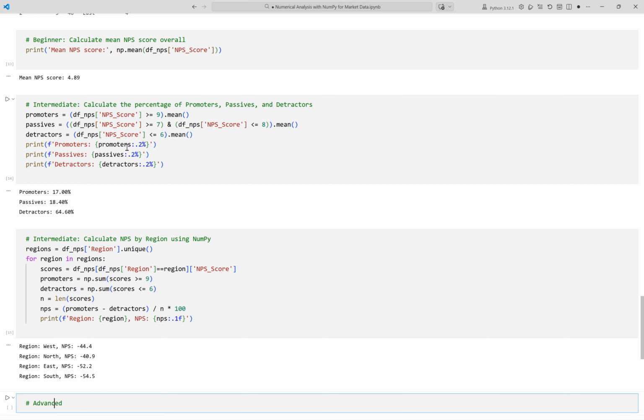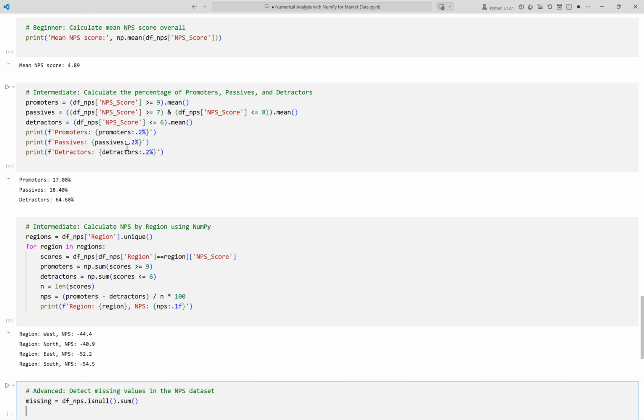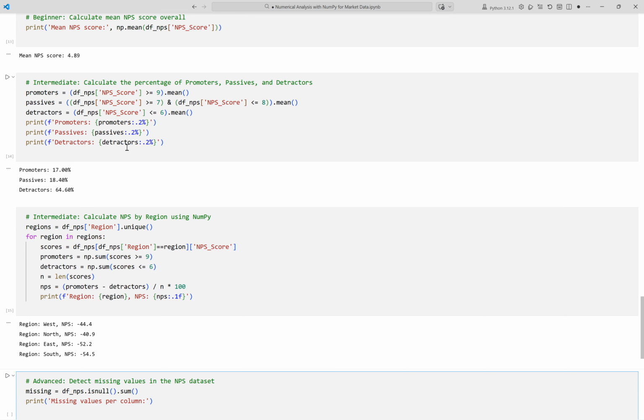High-quality insights require full and accurate customer data. We use pandas isnull and sum to check how many missing entries there are in each column. The output helps us decide if we must clean or impute missing information.